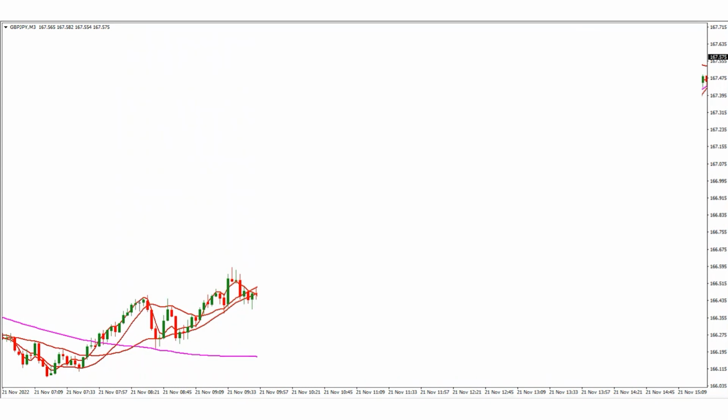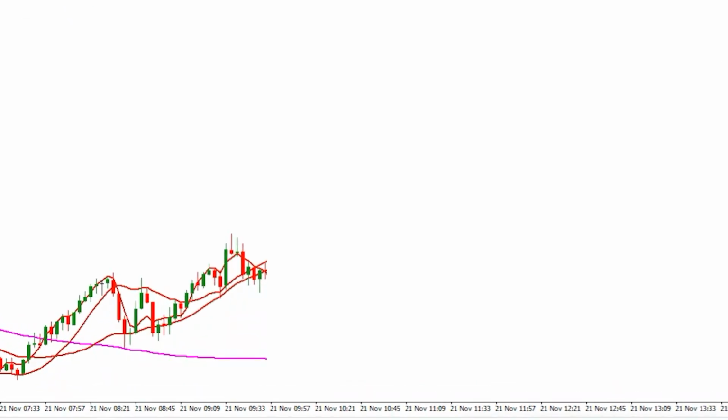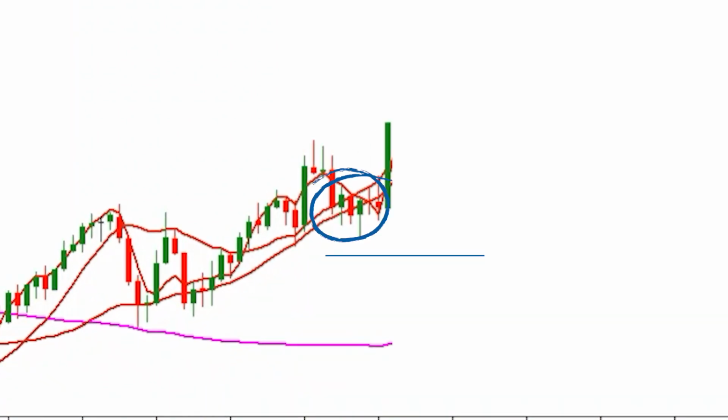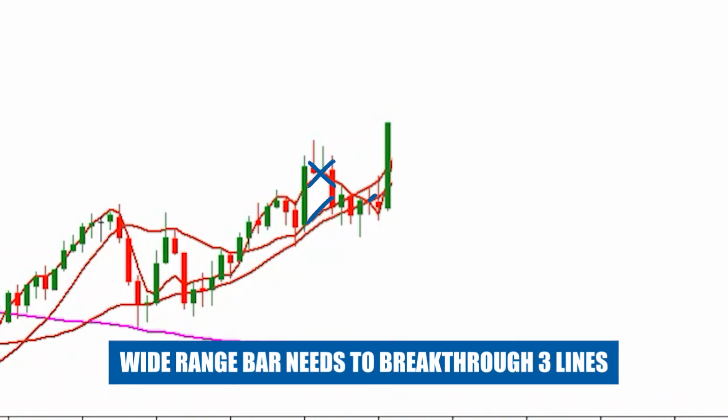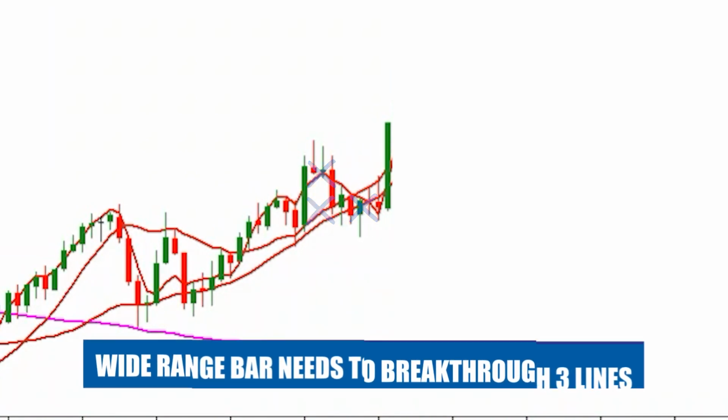Here is how simple this system is to use. Firstly, we need to find a wide range green bar. The way you can tell it is a wide range is that the surrounding bars will be significantly smaller. Secondly, the wide range bar needs to break through at least 3 of the 4 lines on the chart, which ultimately signals price passing through multiple time frames, which makes our entry that much more powerful.